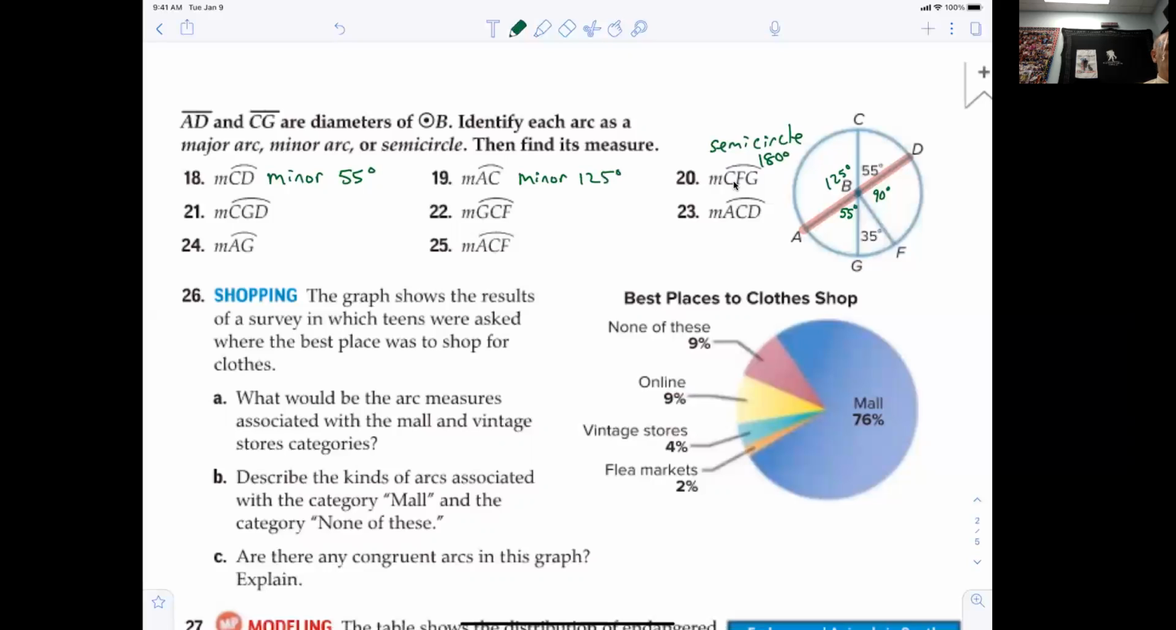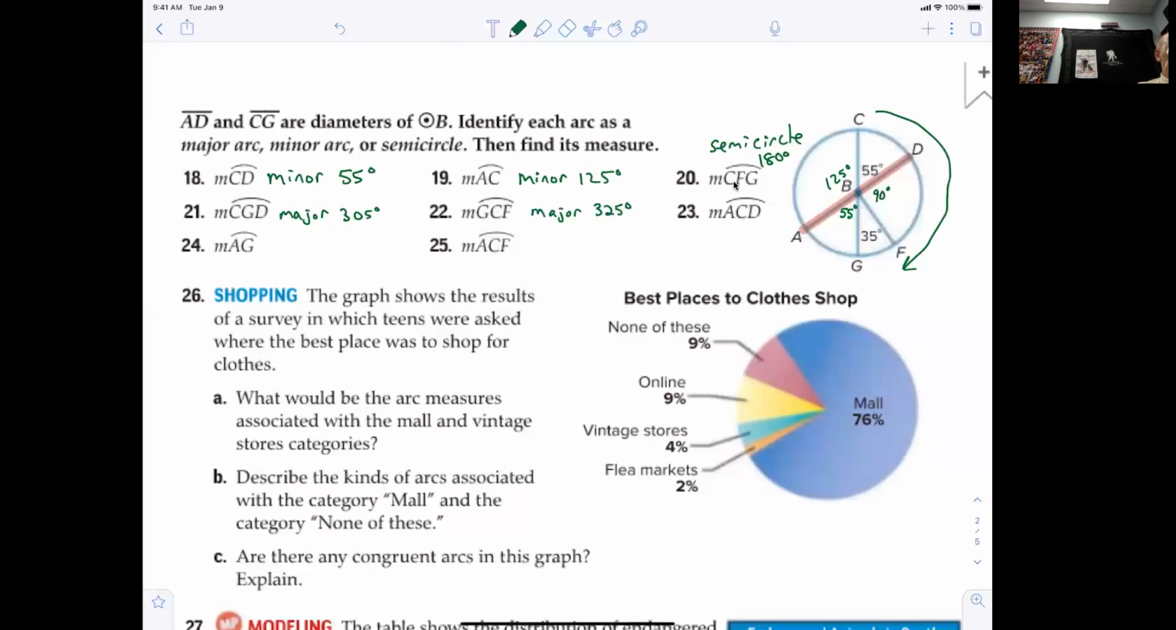CGD. Now, does everybody realize you got to think about it, right? Because at first I went this direction, but that's the wrong direction. So CGD is everything but what? 55. So that makes it major, and it would measure 305 degrees. GCF. GCF is major and it's everything but what? So that would make it 325 degrees. Thank you.